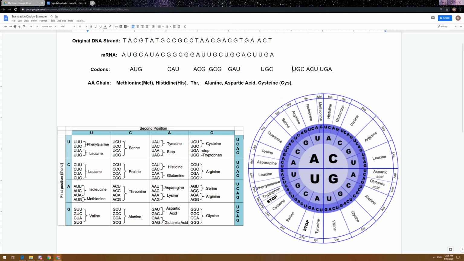Then we're going to do UGC. So UGC again. So this is going to be cysteine again. And this can happen. Amino acids can repeat themselves. So if that happens, don't worry. That's normal. It happens all the time. Next one, ACU. I'm going to use over here. We got threonine again. So THR.